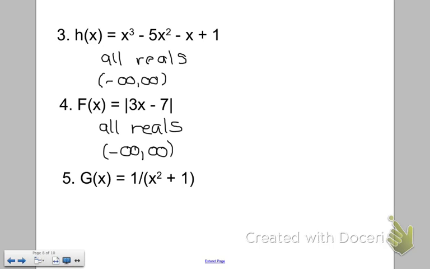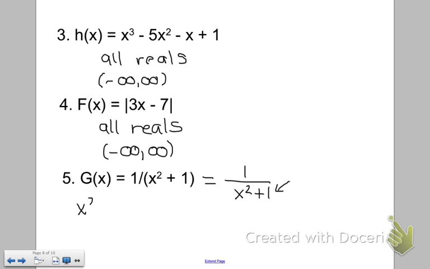Now, number 5 says g of x equals 1 over x squared plus 1. We've got a rational function here. So this means that x squared plus 1 can't be 0. Now, this one's a little bit of a trick question.